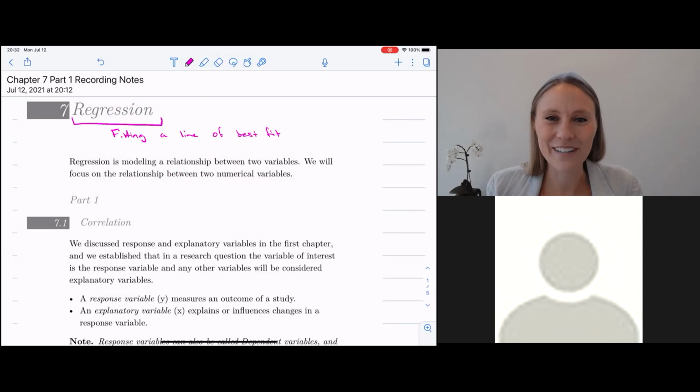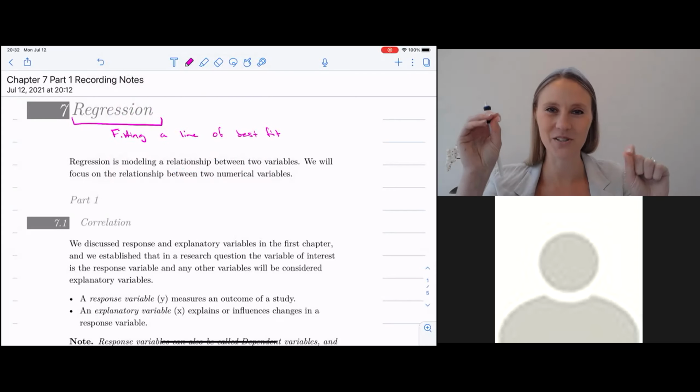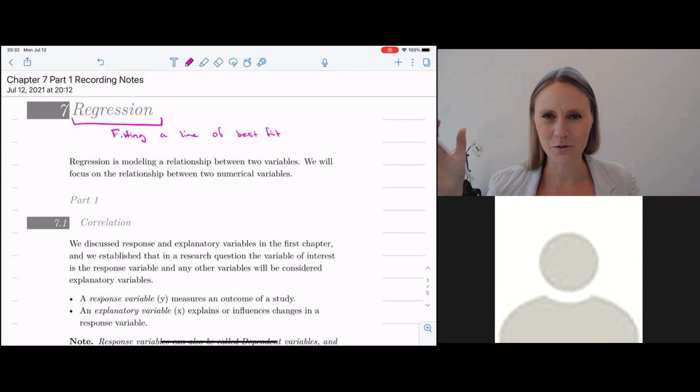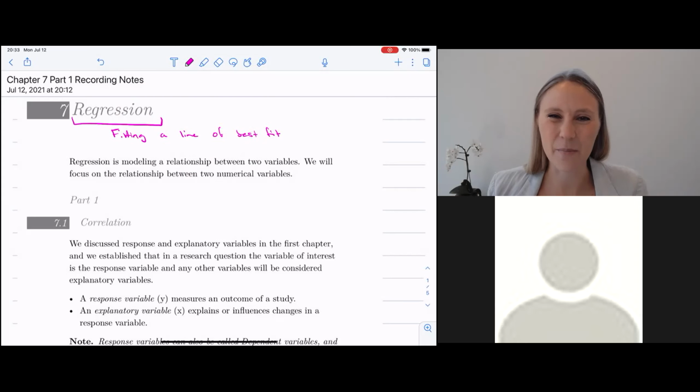But I remember the teacher saying, okay, now draw your line of best fit. And we all got our rulers out and you just kind of drew your line of best fit. It's a little bit more complicated than that. We're not going to do that. We shouldn't do that. But it's not that bad.